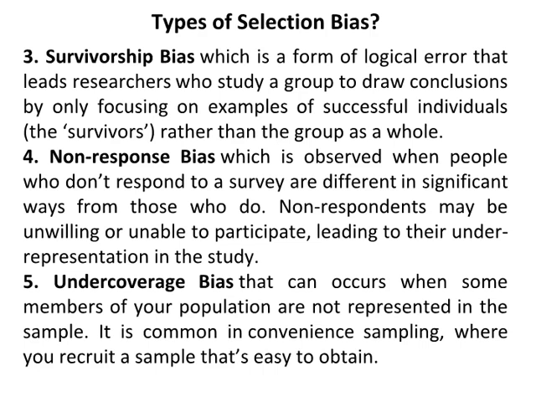Non-respondents may be unwilling or unable to participate, leading to their underrepresentation in the study. And number five types of selection bias is undercoverage bias that can occur when some members of your population are not represented in the sample. It is common in convenience sampling, where you recruit a sample that's easy to obtain.